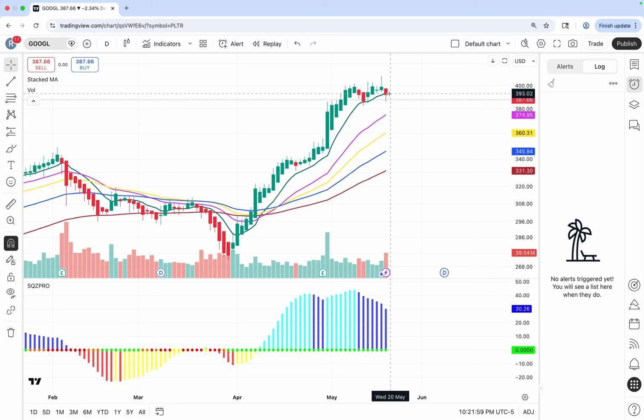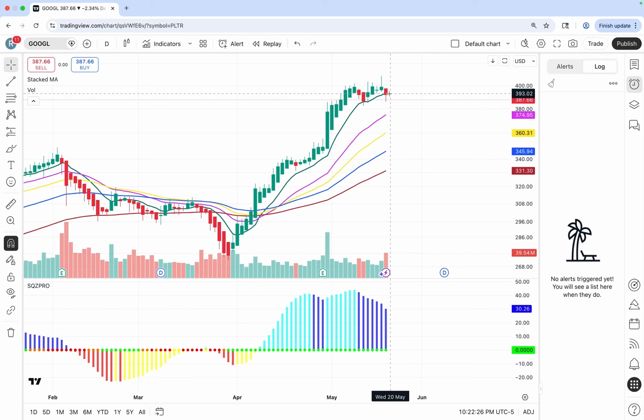So when you see a squeeze break out on the long side, that's how you want to see the moving averages stacked in the correct order. When they're not in the correct order, sometimes you can get a squeeze that fires, but it won't be as good as if you have the moving averages stacked in the correct order.